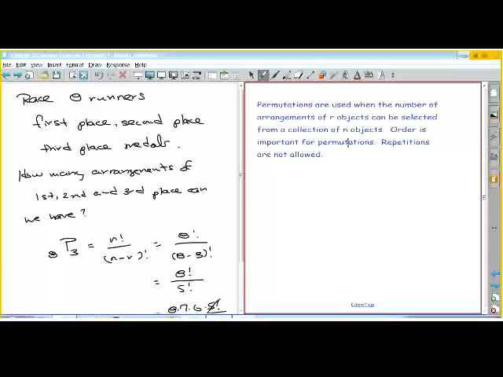Okay, so let's see what it says here. Permutations are used when the number of arrangements of r objects can be selected from a collection of n objects. Order is important for permutations. Again, if you pick a committee, it doesn't matter. You're on the committee whether you get picked first or last. Whereas if you have places, if you have officers, the order is important.